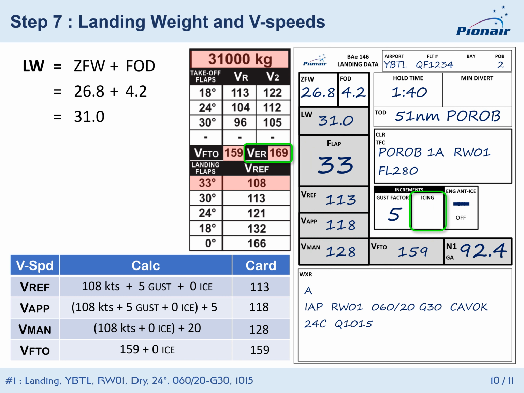And last but not least, VAR comes off the speed card. Once again, we add only the icing increment and then bug it on the ASI. VAR should always be 10 knots above the toll card and bugged VFTO speed.